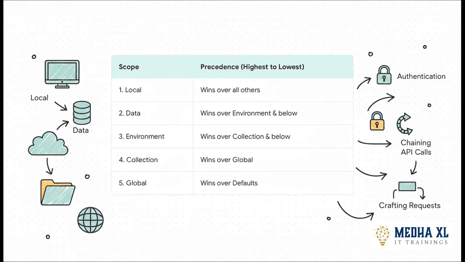But here's a key thing you gotta understand: scope. Postman has a very clear hierarchy. So if you have a variable named URL in your environment and another one named URL at the global level, the more specific one, the environment one, is always going to win. This is incredibly powerful for things like switching between your development server and your production server.